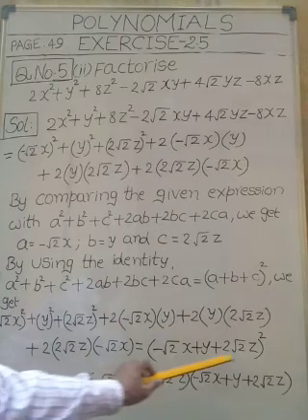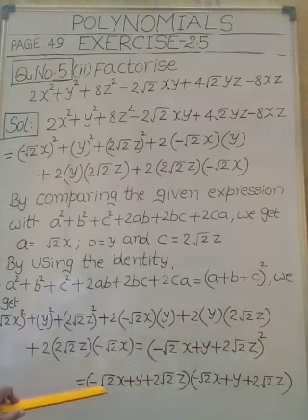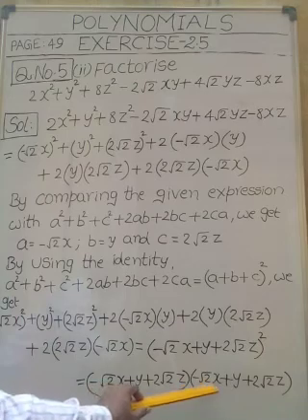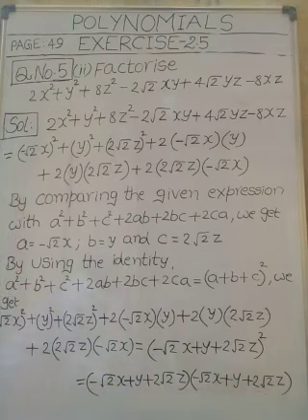Right. So we wrote the factors. Whole square means minus root 2x plus y plus 2 root 2z into minus root 2x plus y plus 2 root 2z. Understood, my dear children, how to factorize a given algebraic expression by using a suitable identity. Right.